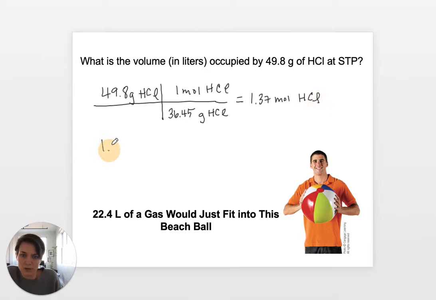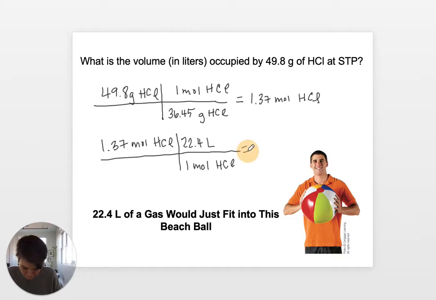So we have 1.37 moles, and regardless of what gas it is, it would have this relationship at STP, which is that 1 mole would occupy 22.4 liters. And you get 30.7 liters. Love it. All right, so that's a pretty simple example of how to use molar volume.